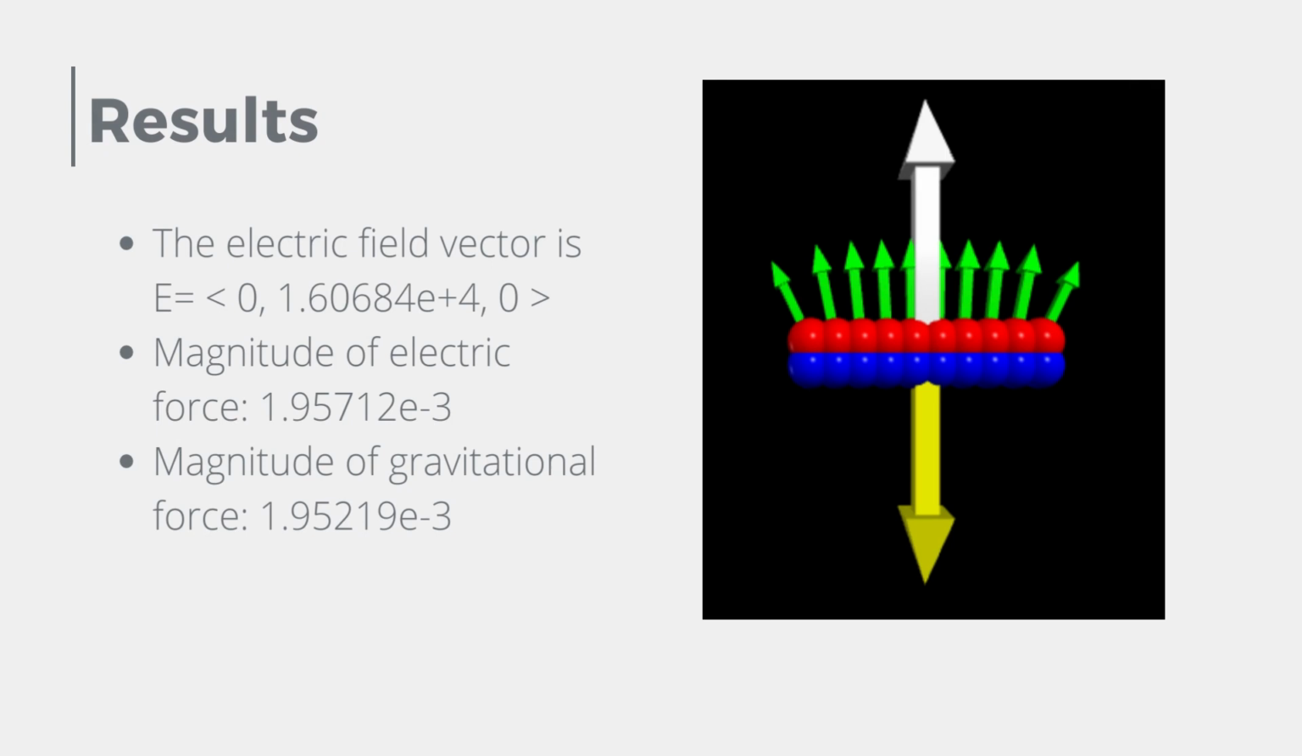So as you can see, the model generated is to the right. The electric field vector only pointed in the y direction and had a magnitude of 1.607e4 newtons. The magnitude of the electric force was 1.957e-3. The magnitude of the gravitational force was almost identical, with a magnitude of 1.953e-3.